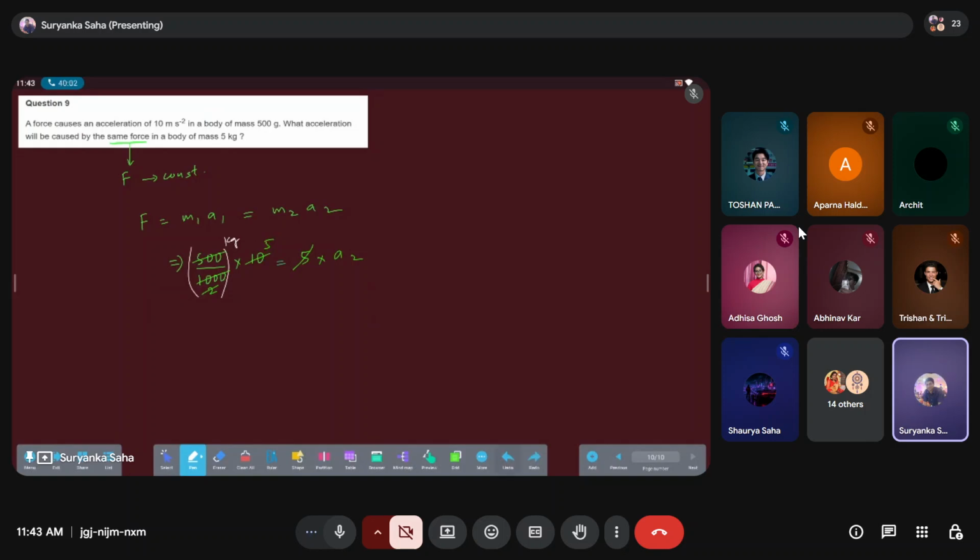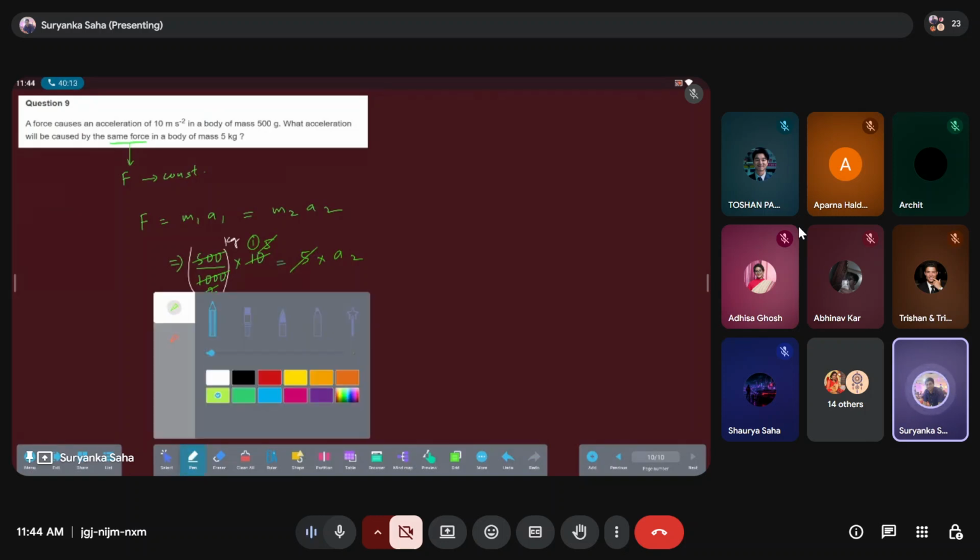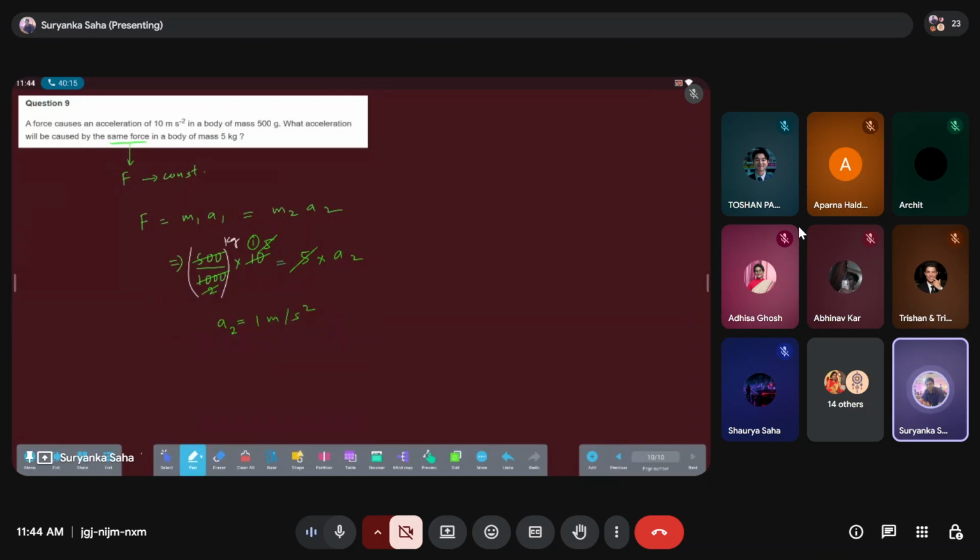Wait. This 5 is getting cancelled with this 5, so only 1 is remaining. So acceleration a2 equals 1 meter per second square. So the same force when applied on a body of mass 5 kg, the acceleration will be much less. Okay, acceleration will be only 1 meter per second square. This is the answer. Please see whether you understood or not.